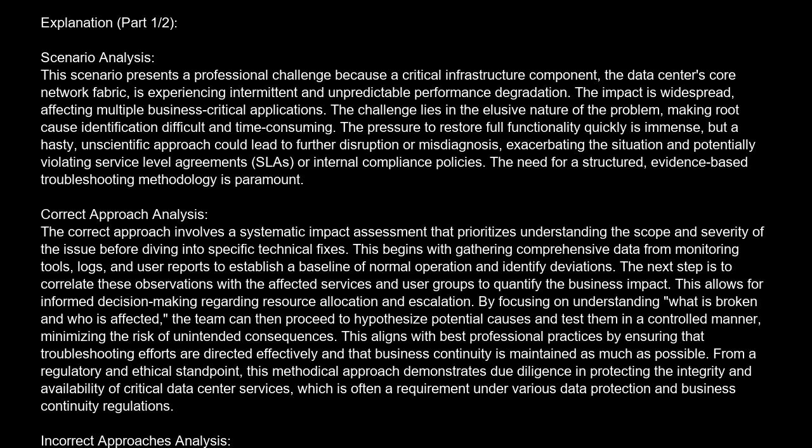By focusing on understanding what is broken and who is affected, the team can then proceed to hypothesize potential causes and test them in a controlled manner, minimizing the risk of unintended consequences. This aligns with best professional practices by ensuring that troubleshooting efforts are directed effectively and that business continuity is maintained as much as possible. From a regulatory and ethical standpoint, this methodical approach demonstrates due diligence in protecting the integrity and availability of critical data center services, which is often a requirement under various data protection and business continuity regulations.